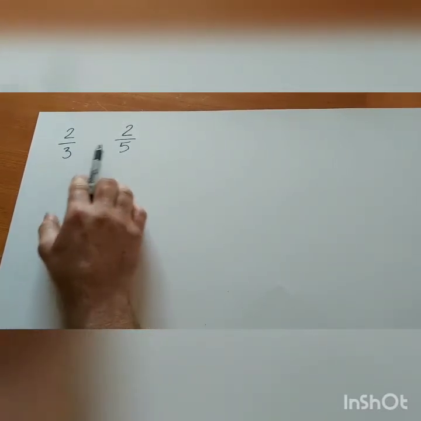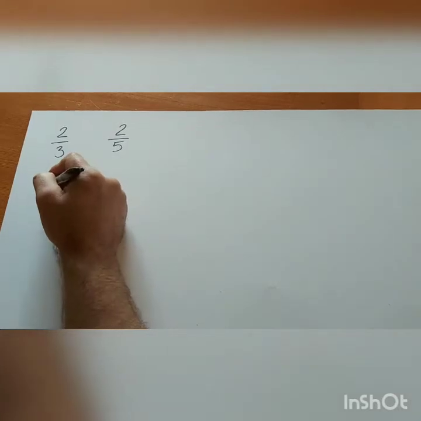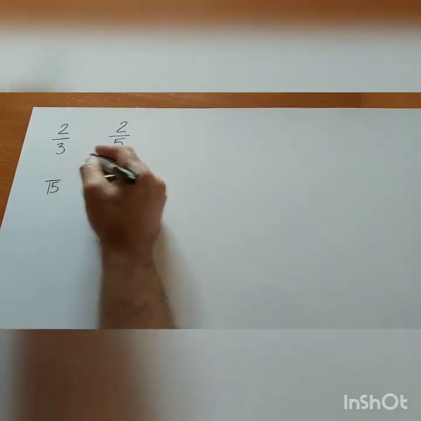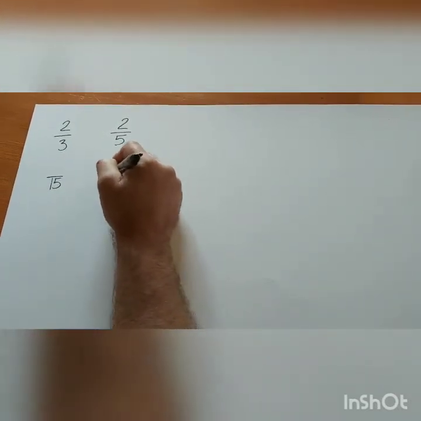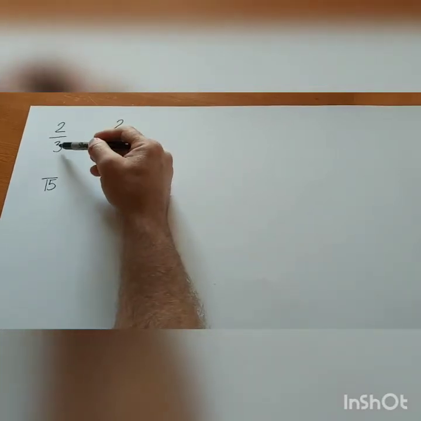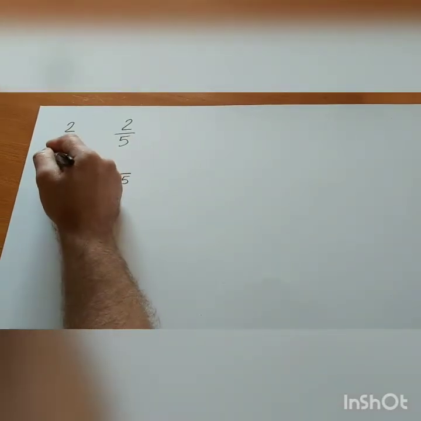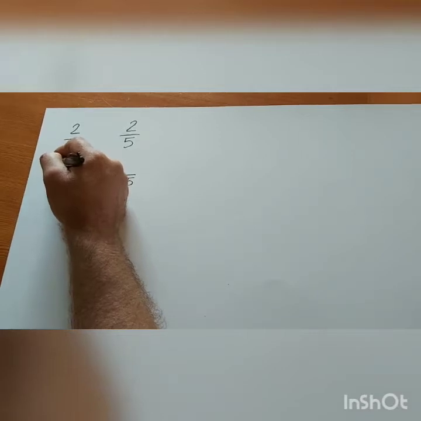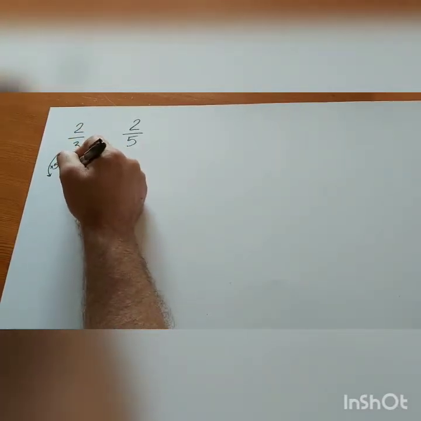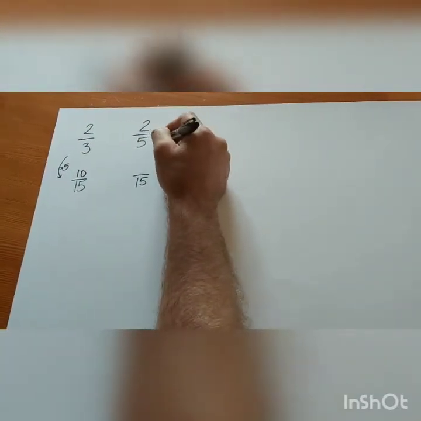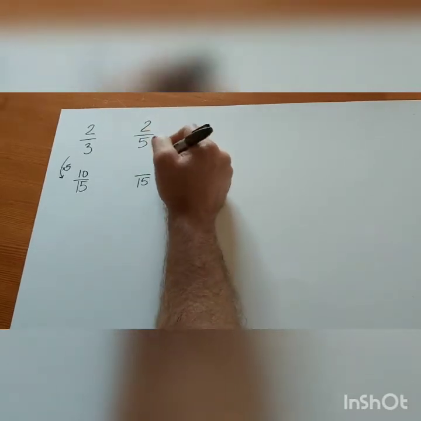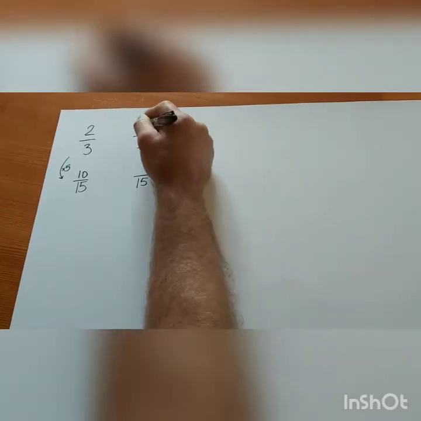In this case, 3 times 5 is 15. So we're going to make both of these fractions out of 15. In my first fraction, I had to multiply 3 by 5 to get to 15. We're going to do the same with the numerator. 2 times 5 is 10. On the other fraction, we had to multiply the 5 by 3. We do the same to the numerator.